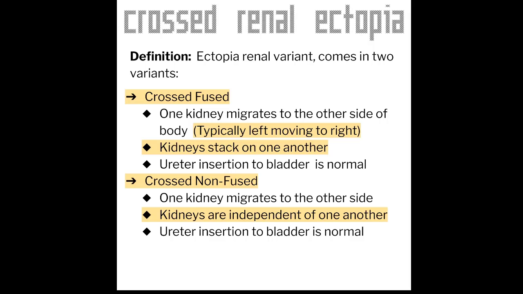The interesting part about crossed renal ectopia, though, is that both versions typically have a normal bladder insertion. So that means the ureter from the left kidney crosses all the way across the body to insert where we would expect it to, into the left side of the bladder.